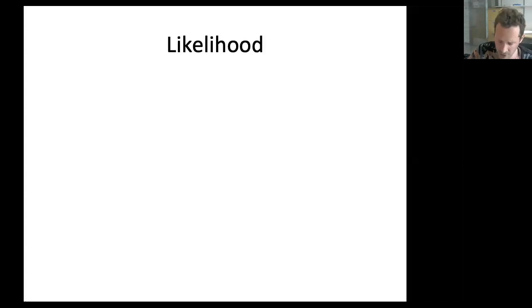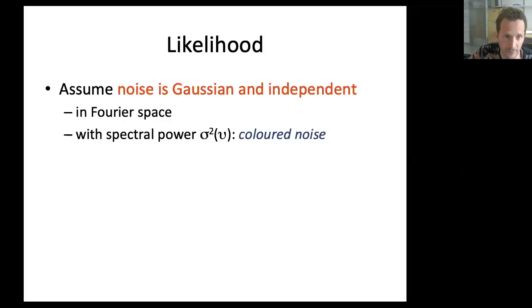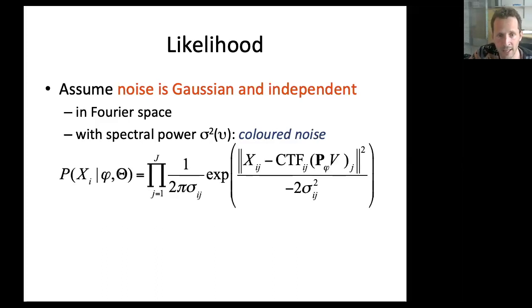So to do this, I formulated the problem in Fourier space because of that projection slice theorem that I spoke about earlier. It makes things very easy. Basically, reconstruction becomes a summation in Fourier space. For that, I assume that the noise is Gaussian distributed and independent between different Fourier pixels, and that it has a certain power spectrum which can vary with the spatial frequency of the Fourier component, and that's expressed in this formulation.